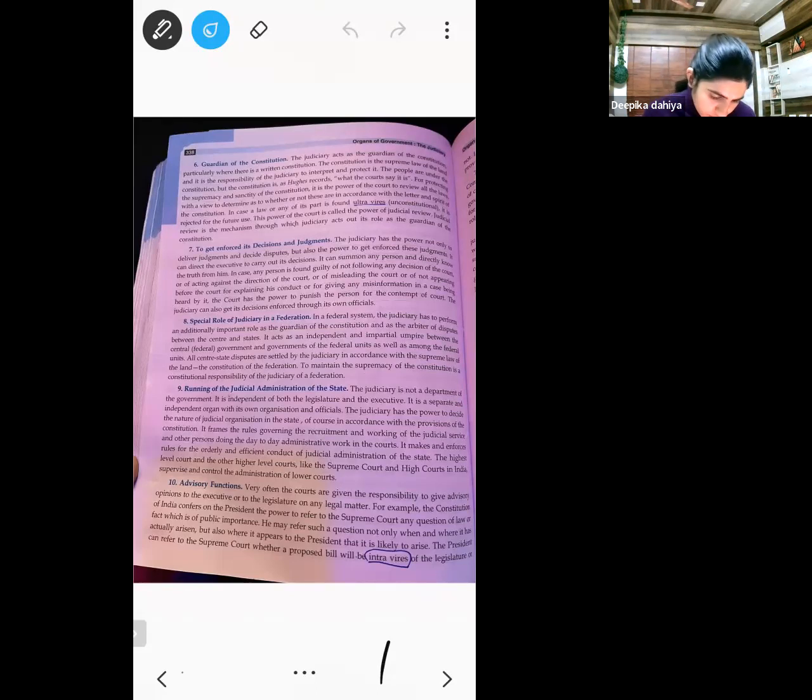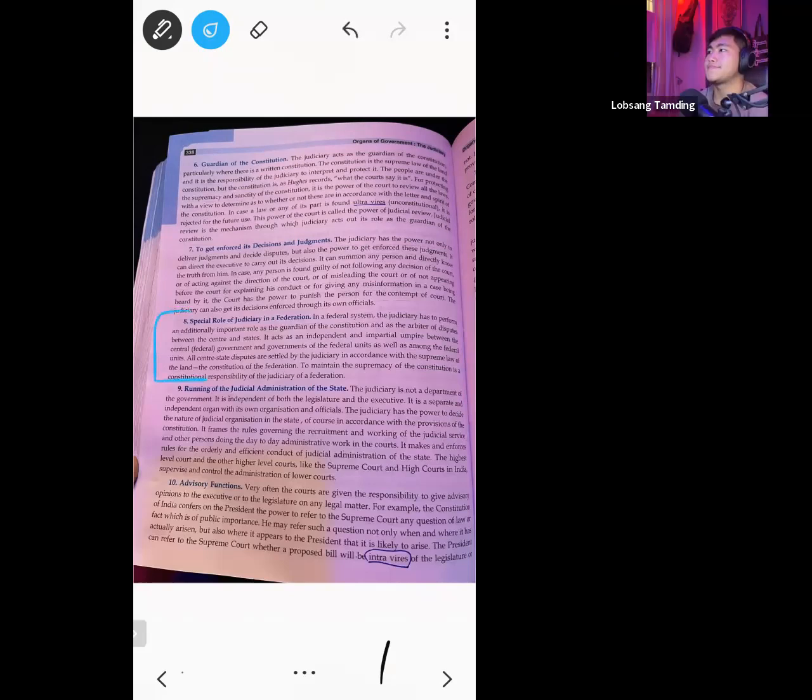Okay, that's all. Now we'll move ahead because I have a class. We'll move ahead in the next class to the special role of judiciary in a federation. We'll start from here.